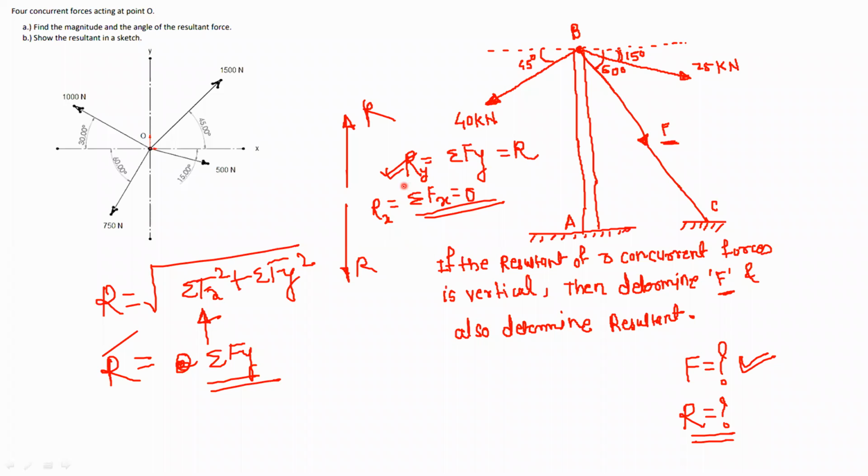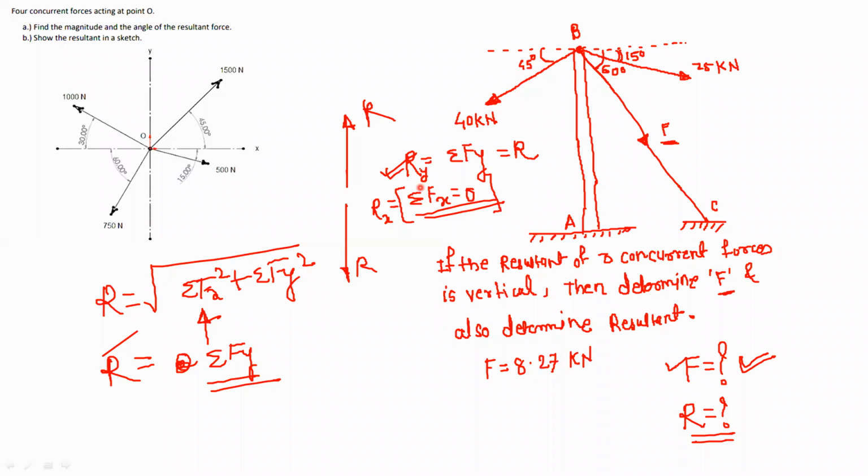By using the second equation, summation Fx equal to 0 or Rx equal to 0, we can find out the value of unknown force F. So you have to resolve the forces, 25, then 40, and this F. Then write down the equation for summation Fx, equate it to 0, and find out the value of force F. So you can check the answer. The F value is equal to 8.27 kilonewton.